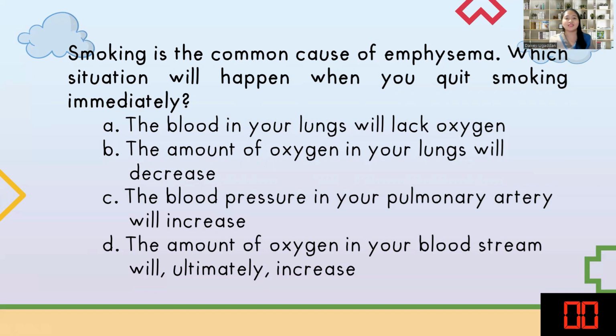Okay, so let's choose the options that we can eliminate. We can eliminate A because the blood in your lungs will lack oxygen. It will not happen when you quit smoking. B, the amount of oxygen in your lungs will decrease. Of course, that is not true. C, the blood pressure in your pulmonary artery will increase. The blood pressure has something to do with your blood and the circulatory system, so this is not related to your respiratory system. So the correct answer to this one is letter D. The amount of oxygen in your bloodstream will ultimately increase.